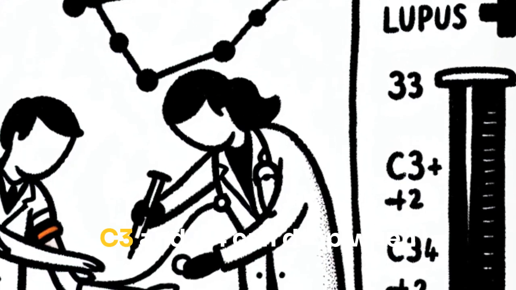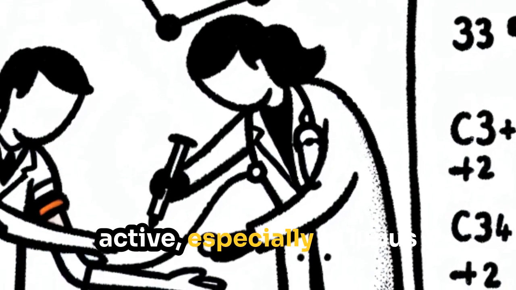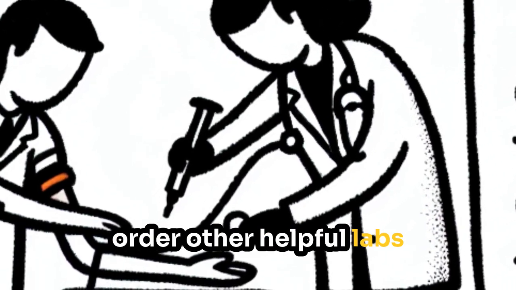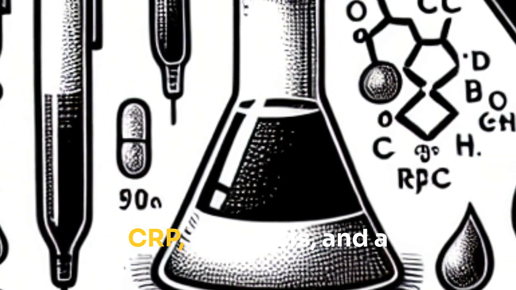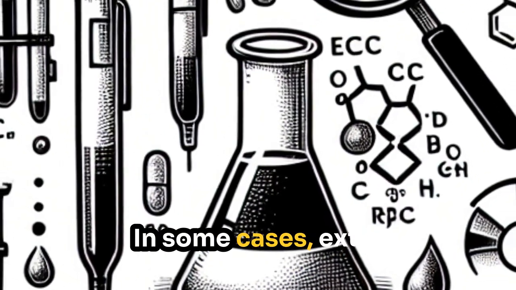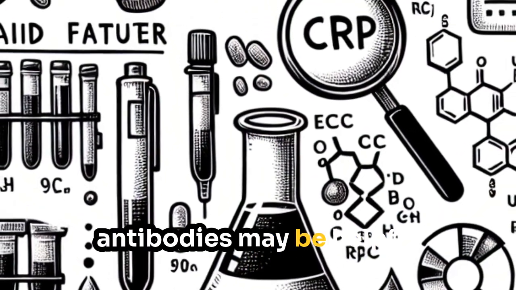Complement proteins like C3 and C4 can drop when your immune system is active, especially in lupus. Your doctor may also order other helpful labs. These include rheumatoid factor, anti-CCP, ESR, CRP, urinalysis, and a complete blood count and metabolic panel. In some cases, extra tests like antihistone or antiphospholipid antibodies may be helpful.